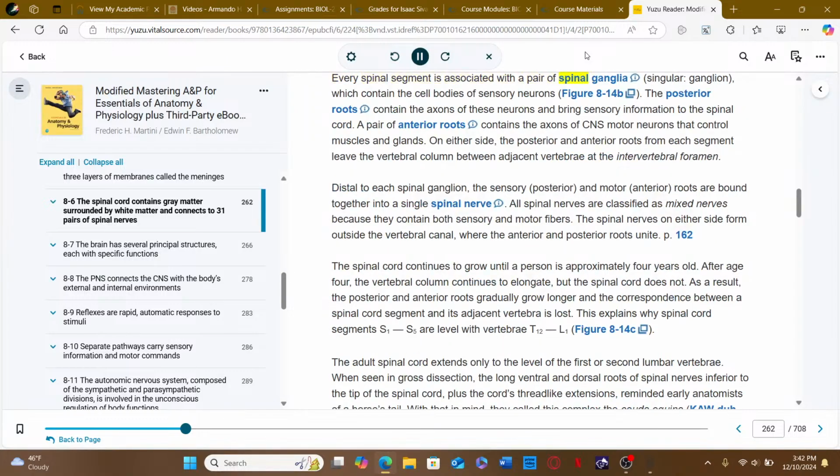Every spinal segment is associated with a pair of spinal ganglia, singular ganglion, which contain the cell bodies of sensory neurons, figure 8-14b. The posterior roots contain the axons of these neurons and bring sensory information to the spinal cord. A pair of anterior roots contains the axons of CNS motor neurons that control muscles and glands.